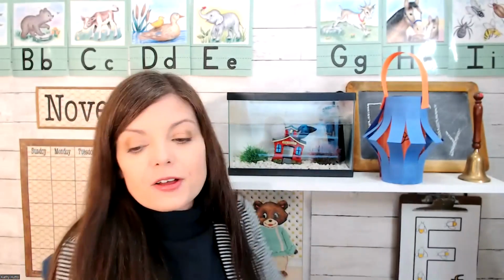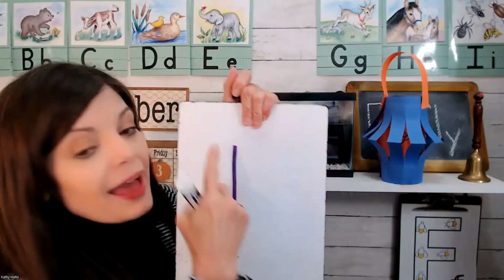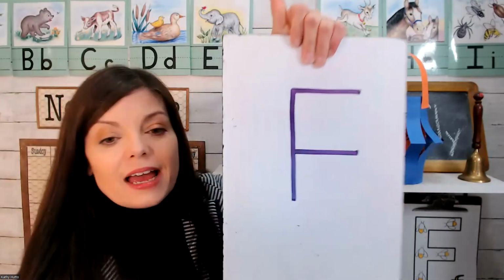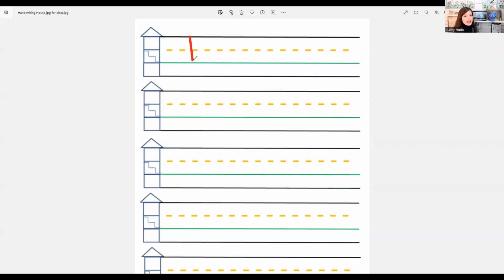To write the letter F, we're just going to make a line that goes straight down. Then we're going to go back to the top and we're going to make a line across the top and the middle. That's how you make the big letter F. Let me show you. Start at the top, come straight down, go back to the top, trace the top and trace the middle. Down, across, across. 1, 2, 3 lines. That's all you need for the big letter F.